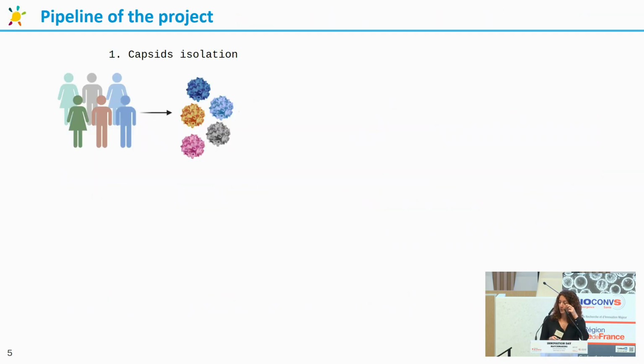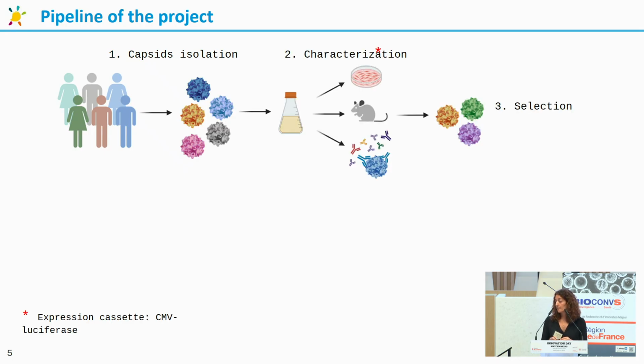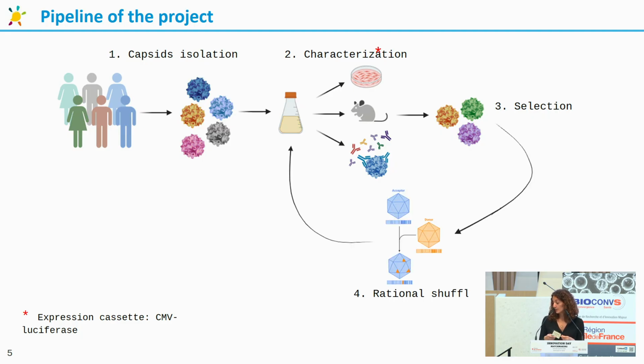So concerning our project, we started by isolating novel capsid variant from human. We characterized them in terms of production, in vitro and in vivo biodistribution, and seroprevalence in human. And we selected some of those variants.